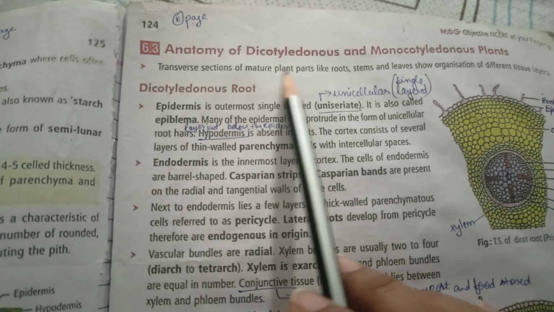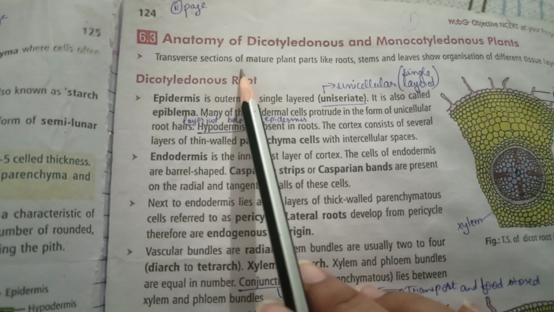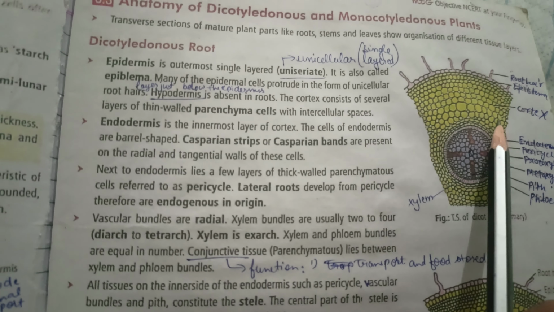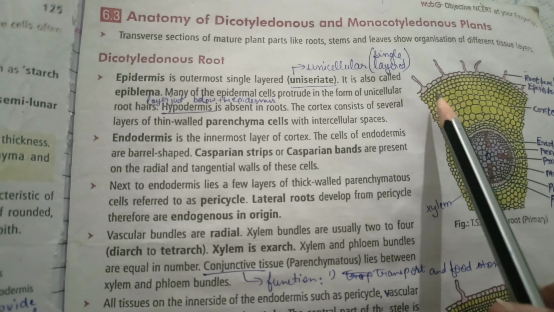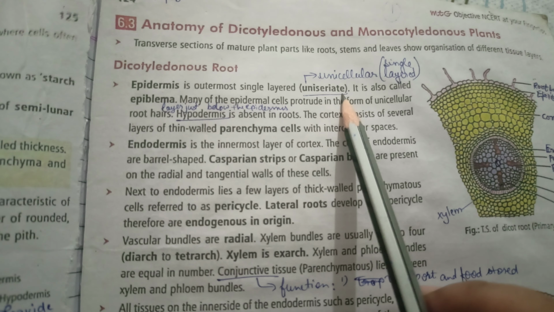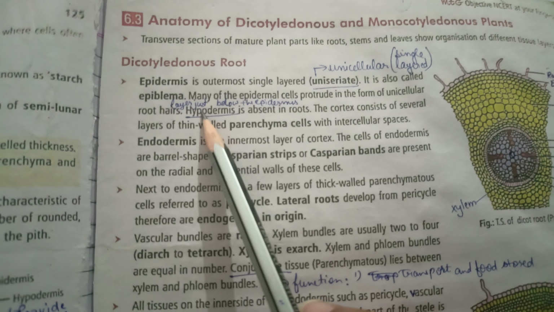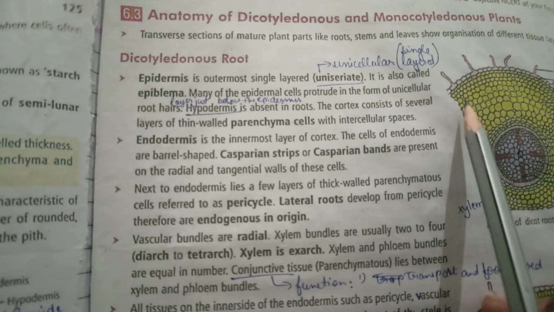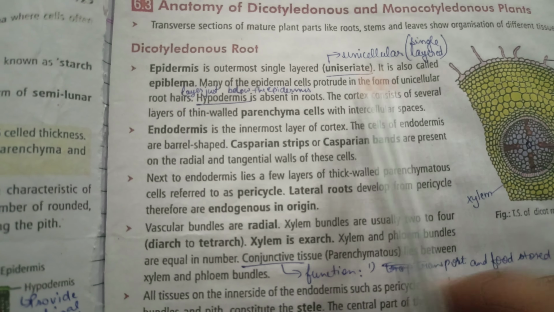First of all, the anatomy of dicotyledonous and monocotyledonous plants. When we cut the transverse section, we can see such a structure, whose labeling I have explained. So the epidermis is the outermost single layer, which is also called uniseriate or unicellular. This epidermis is also called epiblema, and the cells of the epidermis protrude outward and form the root hairs.